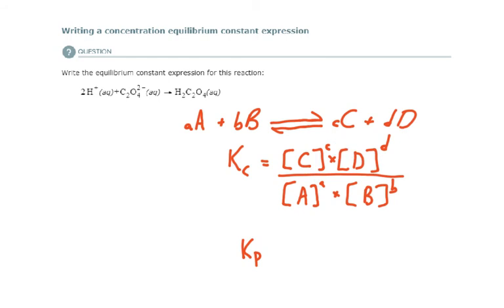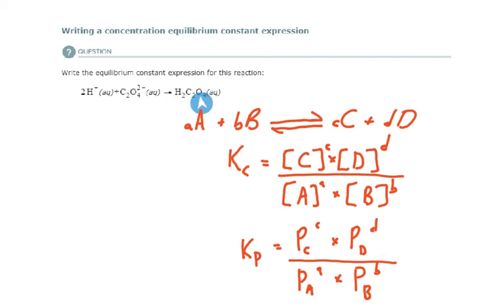Okay, so we'd have the same thing here, except this would be the partial pressure of C raised to its stoichiometric coefficient times the partial pressure of D raised to its stoichiometric coefficient divided by the partial pressure of A raised to its stoichiometric coefficient times the partial pressure of B. Okay? So now let's answer this question finally. What are our products? This is our product, and we have two reactants. Also, I notice that these are in solution, so again, we are going to be looking at a Kc here.